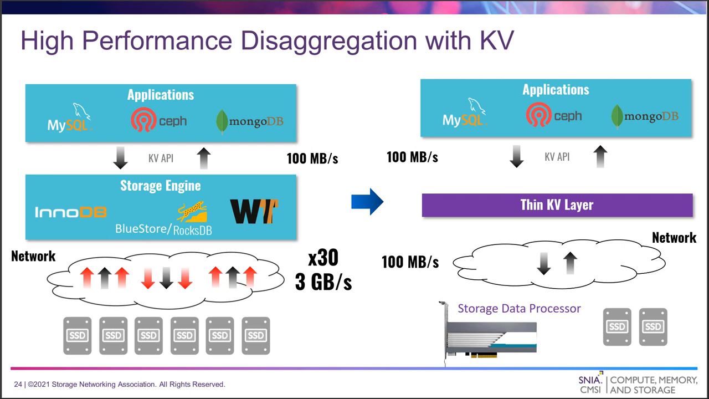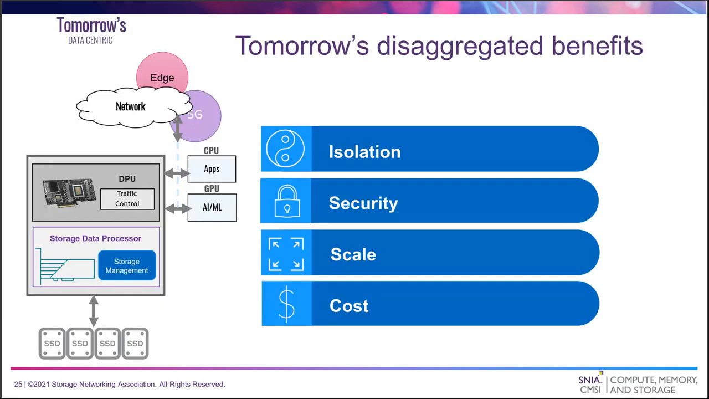and makes this a full solution. So in summary, moving to native KV solves the network bottleneck, and adding the storage data processor covers the CPU bottleneck. Together with the DPU, we get a full package with all the benefits that John has mentioned. What we get is isolation, security, independent scale, and great cost savings. And that's just from the disaggregated model.